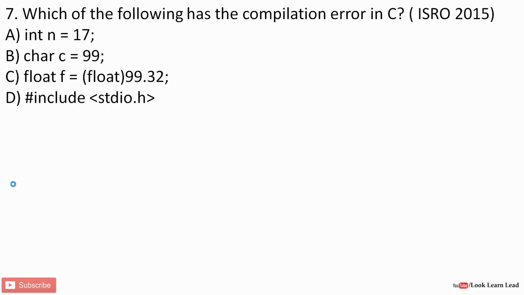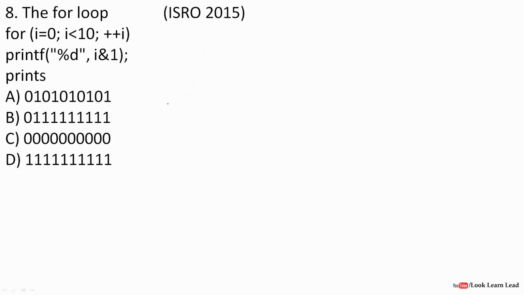Okay. Next, which of the following has a compilation error in C? Actually, this one is right. This one is also right. This one is also right. There is no error. Here also it is a preprocessor directive, so there is no error. So the option can be D, because it is a preprocessor directive. So as such, there is no compilation error in all these statements.